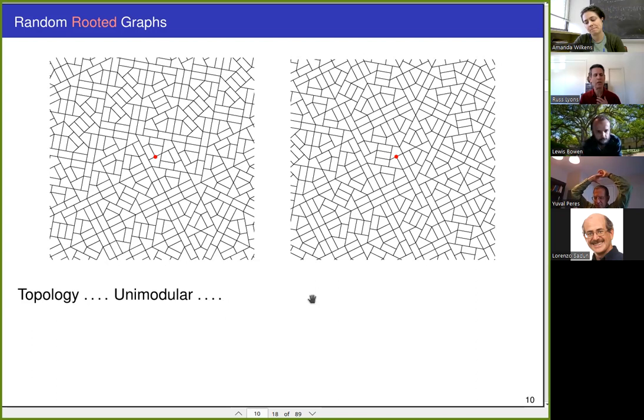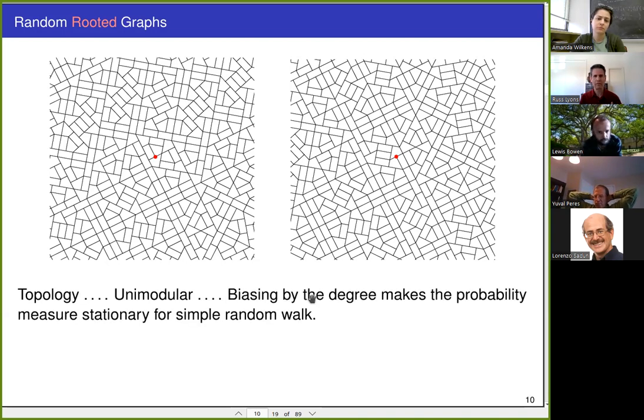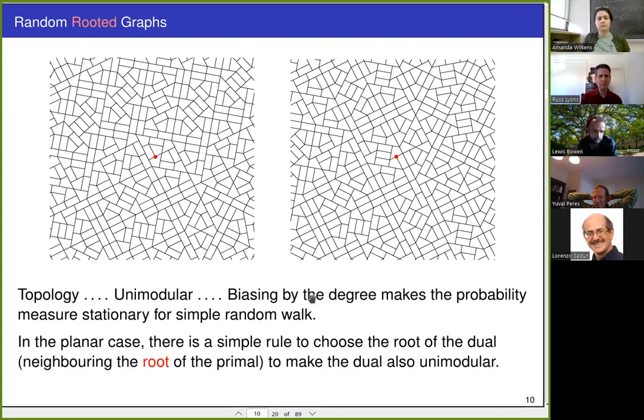And so when we think about random walk, if this corresponds to a uniform measure, then when we bias by the degree, this should give us a stationary measure for the simple random walk. And it does. I haven't told you the definition, but this is a true fact. And that's what I was giving you the intuition about.